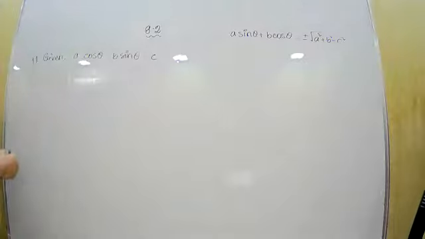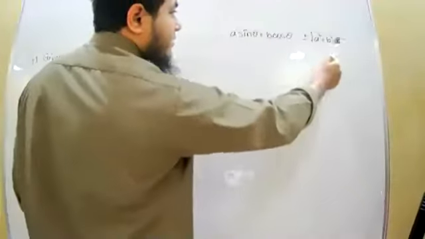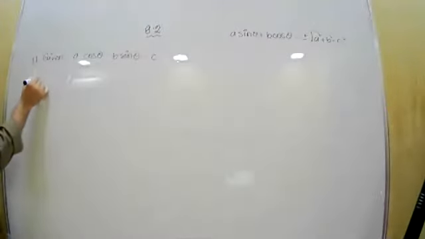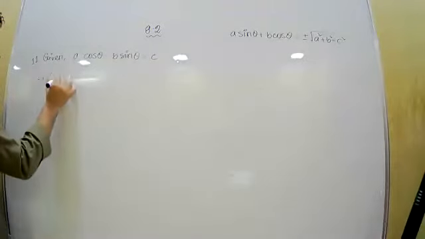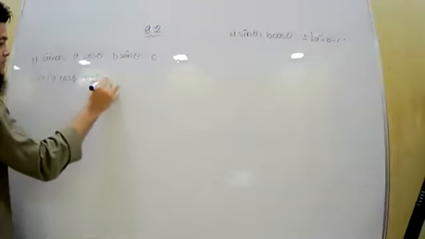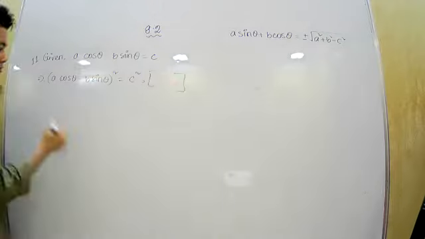So let us continue. So as you can see, what we have to prove in the right hand side, we have a square, b square, c square, right? So how can we get a square? For that, we need to square both the sides. A cos theta minus b sin theta whole square, and in the side note, squaring both sides.